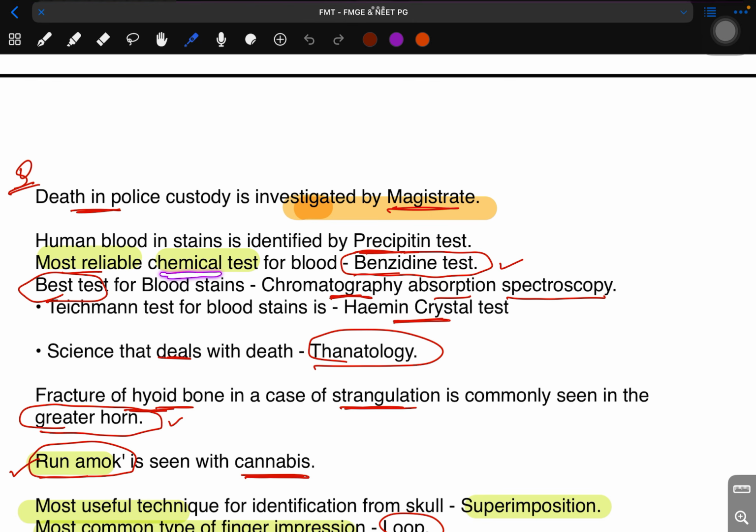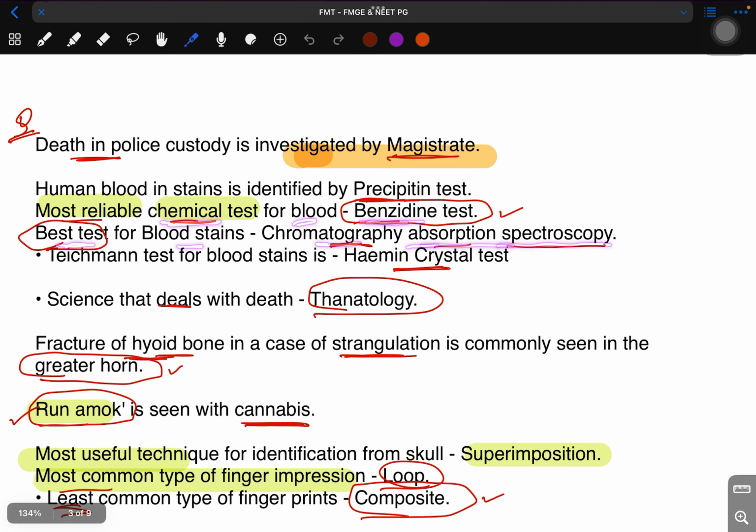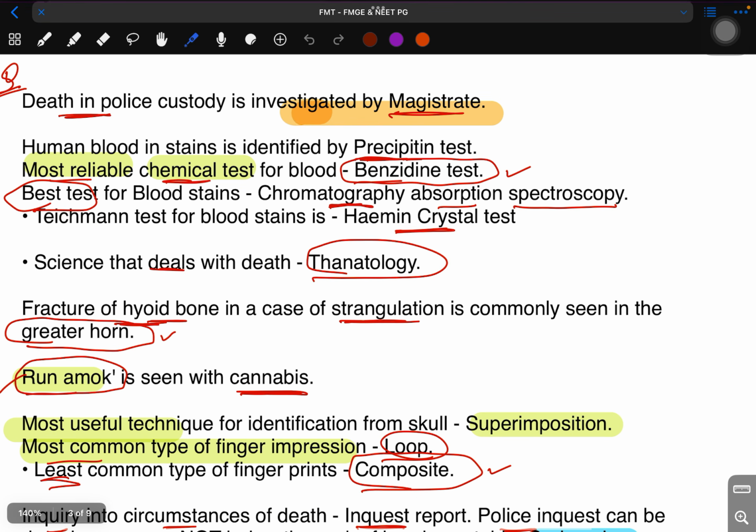Most reliable chemical test for blood is benzidine test. Best test for blood stains is chromatography, absorption, spectroscopy. You have to remember all these names. Teichmann test for blood stain is hemin crystal test. Science that deals with death is known as thanatology.